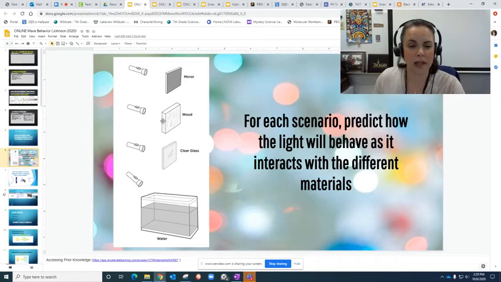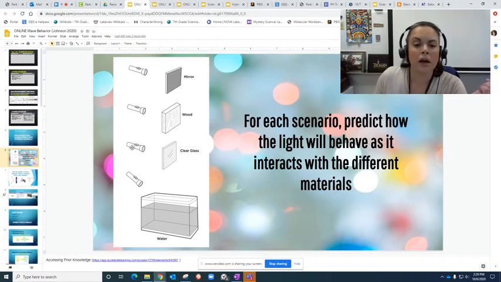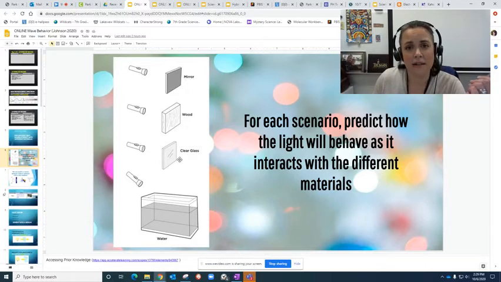And what do you think would happen if you shine the light on a block of wood? And if you have these materials at home, you can even go and try this out. What do you think is going to happen when the light shines through a clear glass? And what do you think would happen if you shine the light in water?